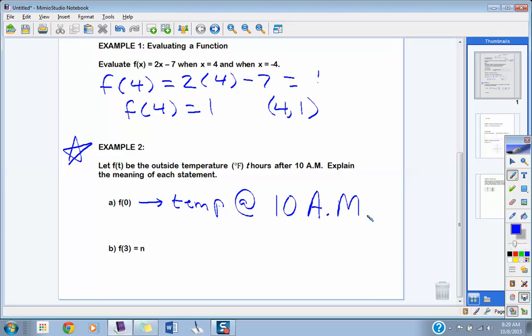Good. Part B. What did we say about part B? We had f of 3 equal to something this time. The 3 was an input, the n was an output. What did the 3 do for us? What time did the 3 move us to yesterday? 1 p.m. So what did we say on this one, Nolan? Temp at 1 p.m. because that's 3 hours after the initial time, so the temp at 1 p.m. is, in our case, n degrees Fahrenheit.